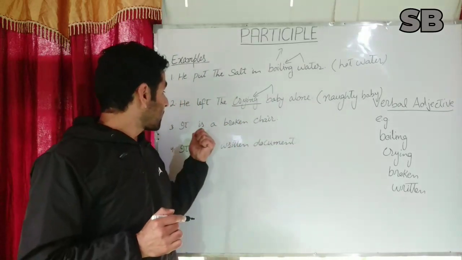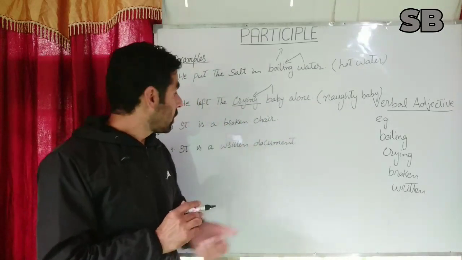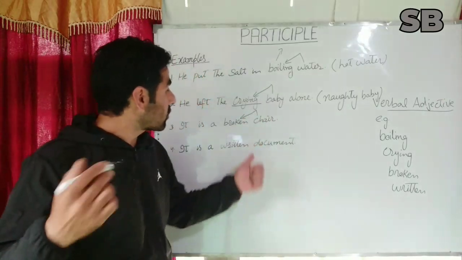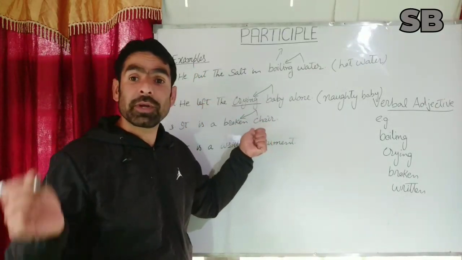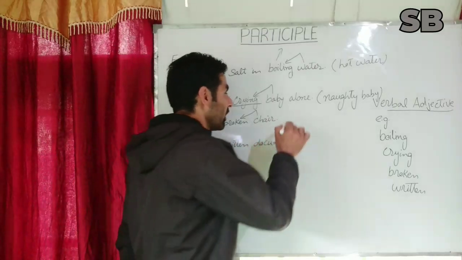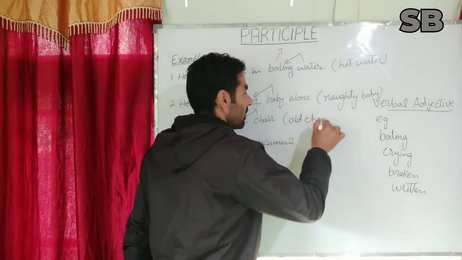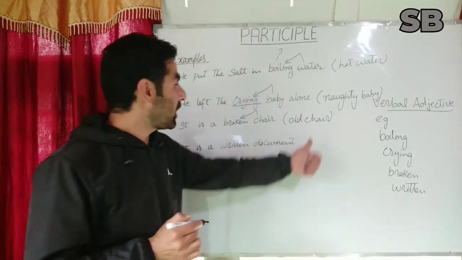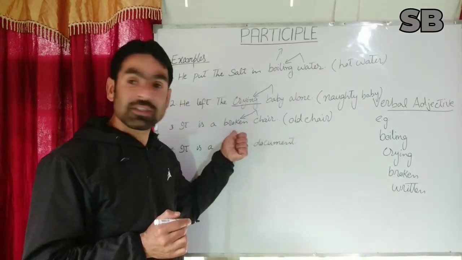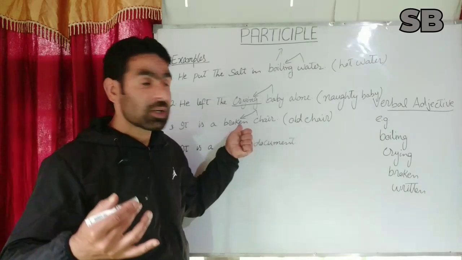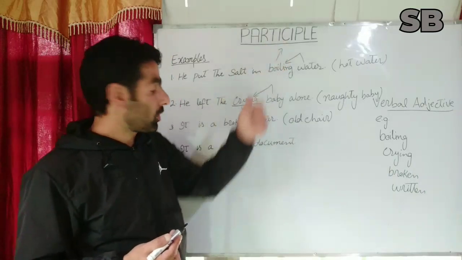In the third sentence, it is a broken chair. So the quality of the chair is broken. Or we can also say that chair has been described as broken. In the same way, we sometimes describe a chair as old. Old chair. So the quality of the chair is old. The quality of the chair is broken. Broken is the past participle form of the verb break. So we call it a participle.